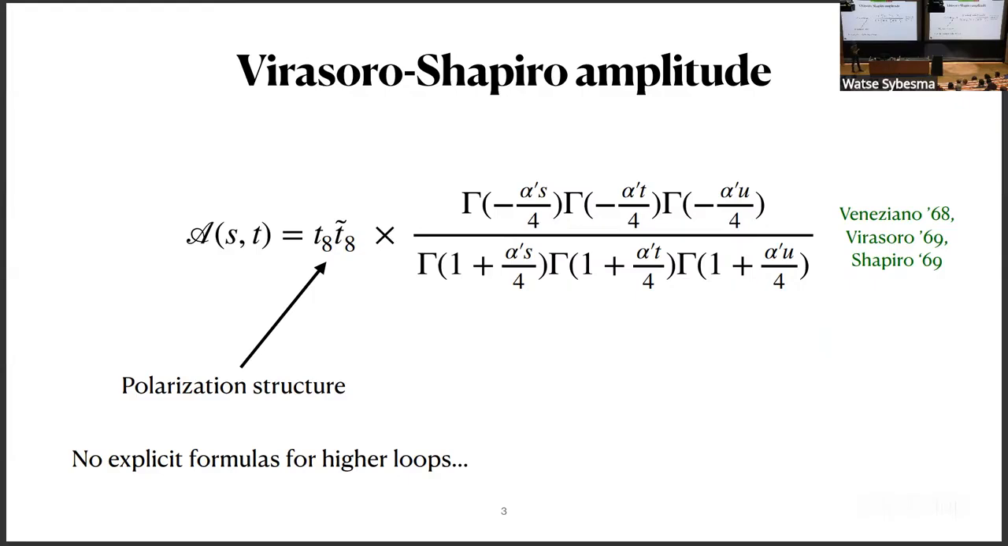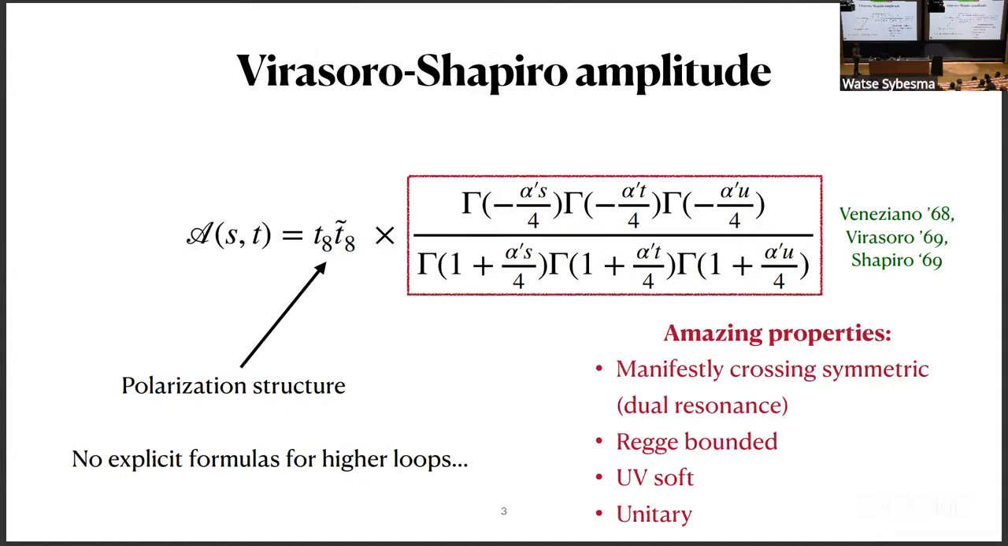And the really interesting thing is the function that is sitting here. So it's some function of the 2 Mandelstam variables, S and T. And we know that at tree level it takes this very beautiful form in terms of gamma functions. And so let me just point out some of the nice features. So it's manifestly crossing symmetric. So you see it's symmetric in S, T, and U.